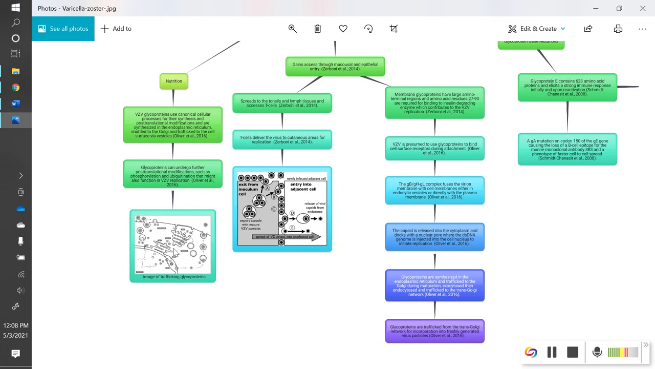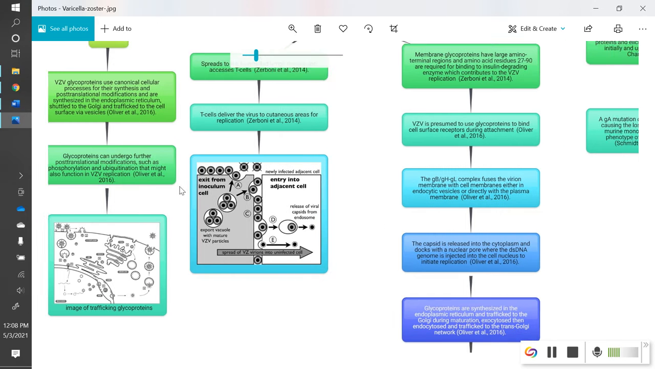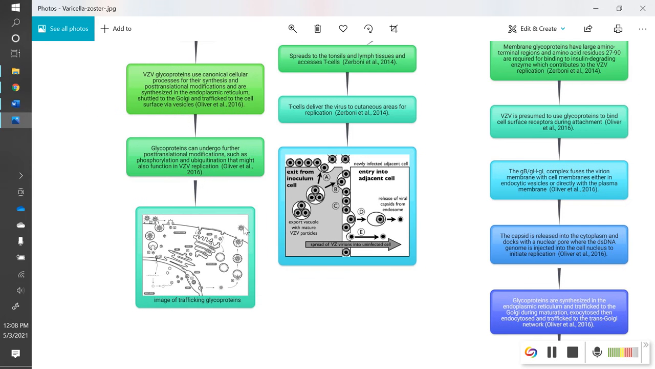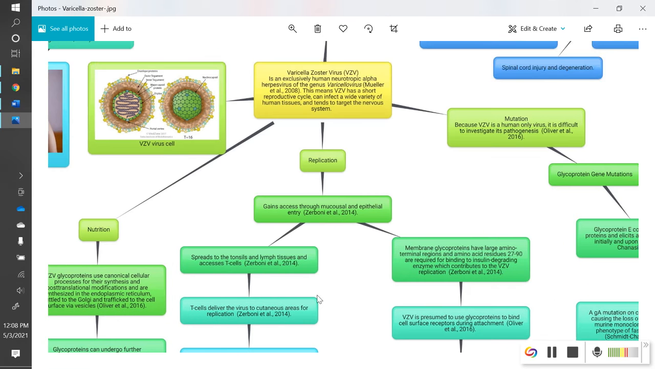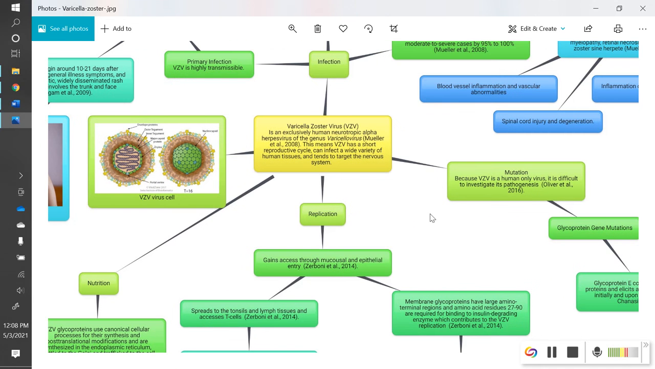being trafficked out of the cell where they're made, and then they are exocytosed out of the cell. I hope that gives you a good site map of this virus, and I hope you enjoyed. Thank you.